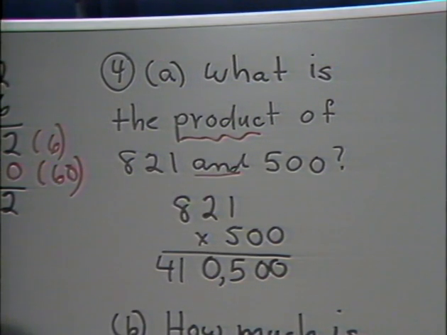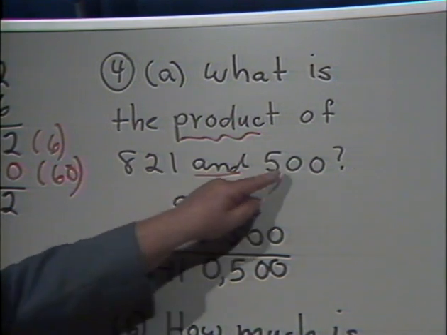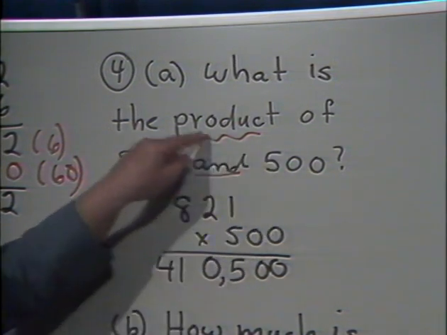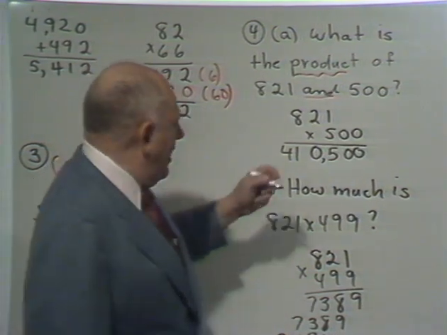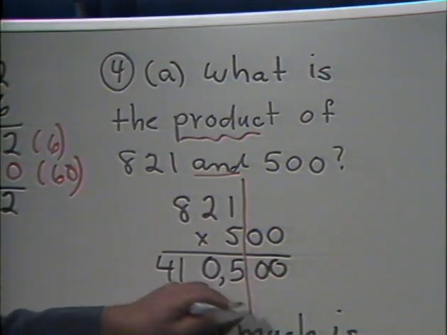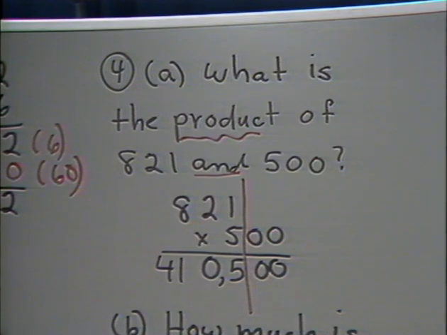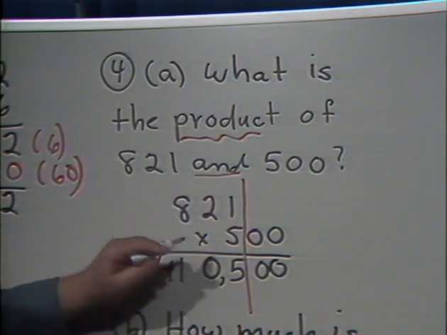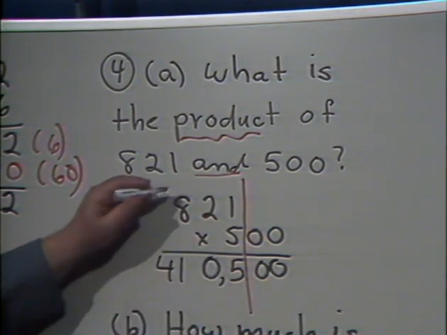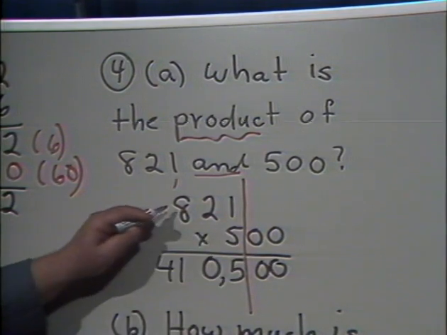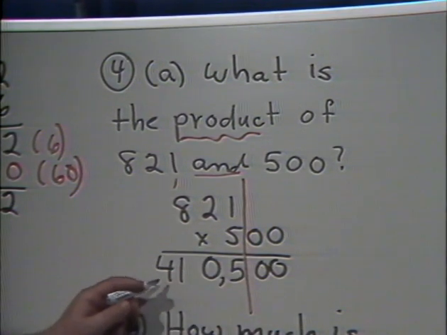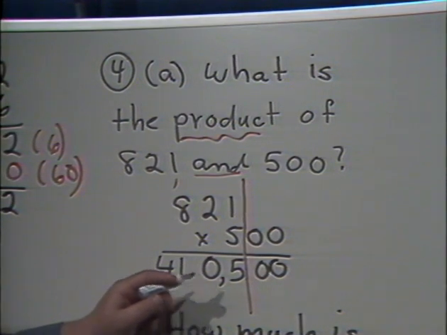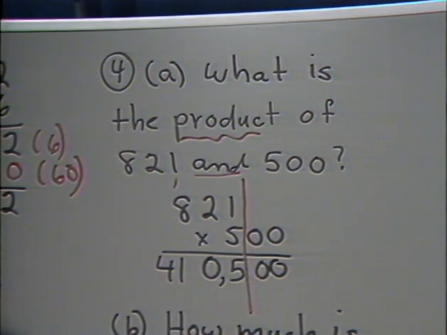In other words, what we're saying is, if 821 and 500 are the factors, what is the product? And how do you multiply 821 times 500? Again, in terms of what we said before, just multiply the 821 by the 5. You see 5 times 1 is 5, 5 times 2 is 10, put down the 0, carry the 1, 5 times 8 is 40, and 1 is 41. Then annex the 2 zeros, and that gives you 410,500. Pretty straightforward, easy problem, I think.